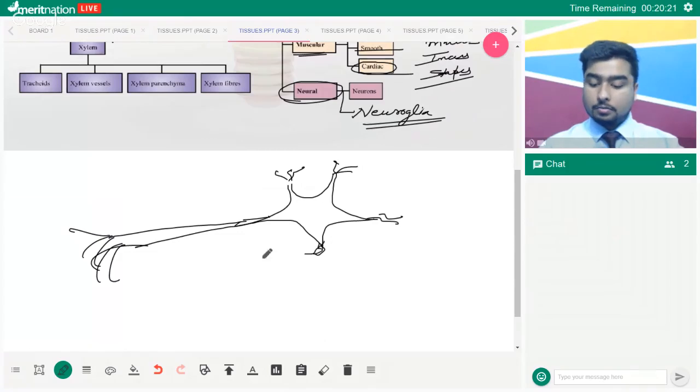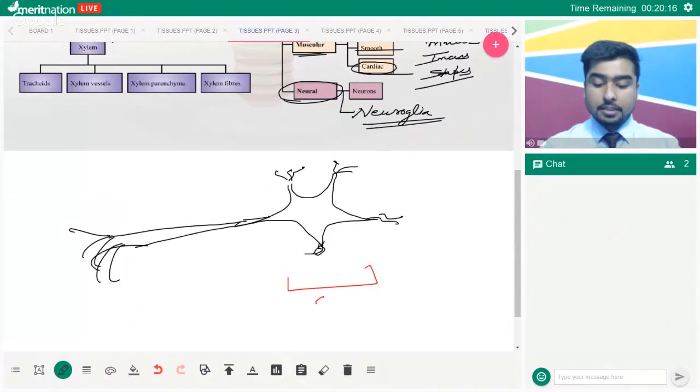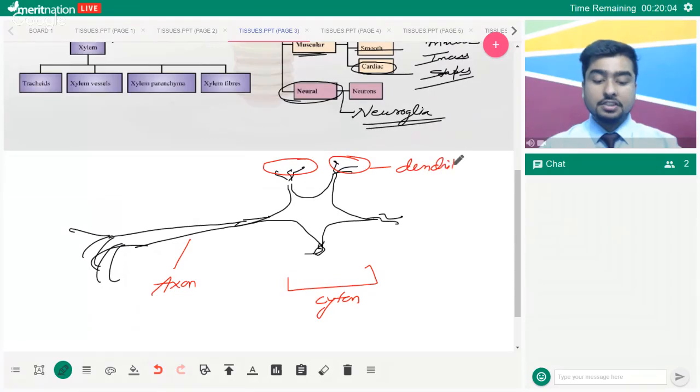Let's try to understand. This upper expanded part is the cyton, and this part is the axon. Further, these endings that you see here are called dendrites. They receive the impulse, right? And they transmit it to the cyton. Cyton also has the nucleus. Then the impulse travels all through the length of the axon to these places which have the axon terminals.